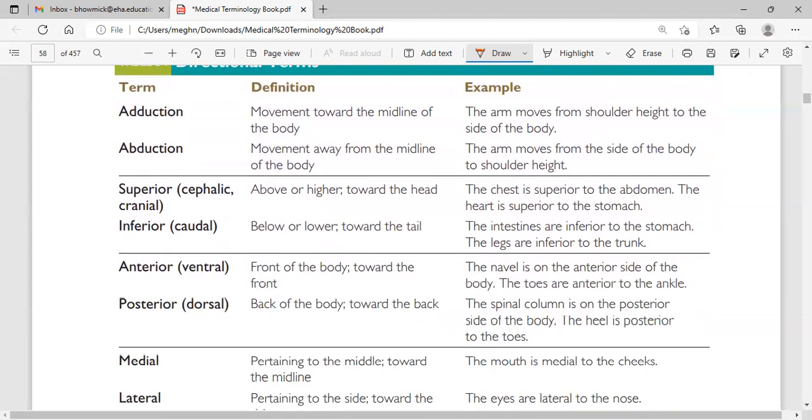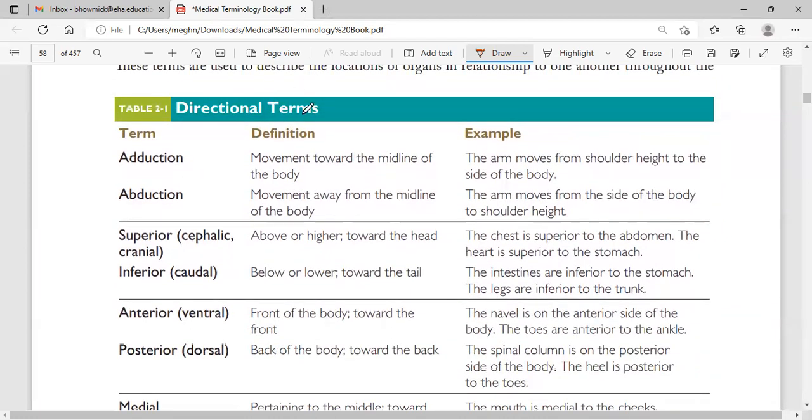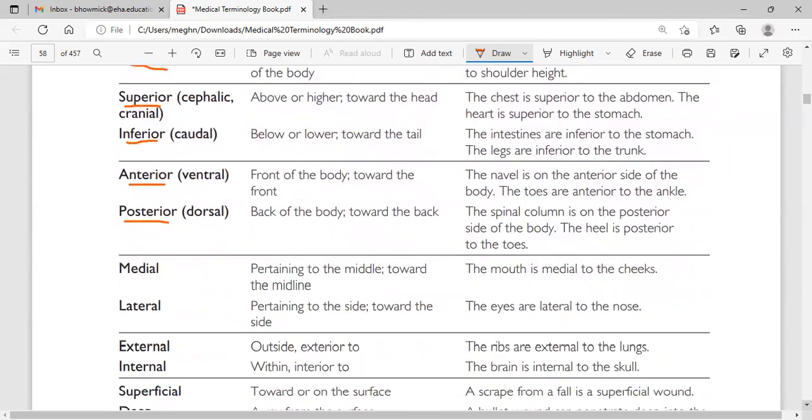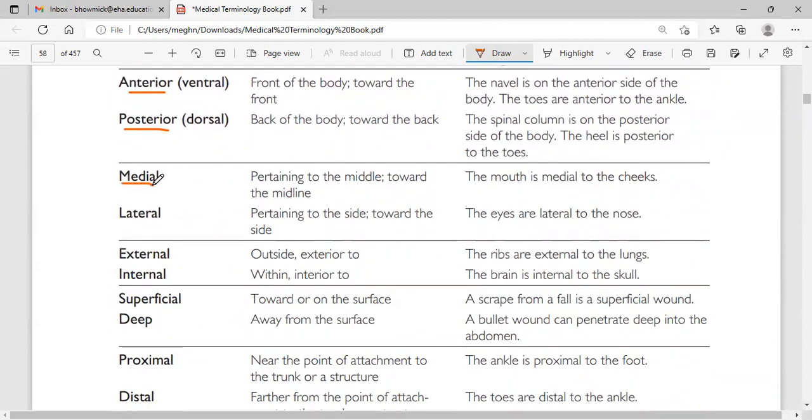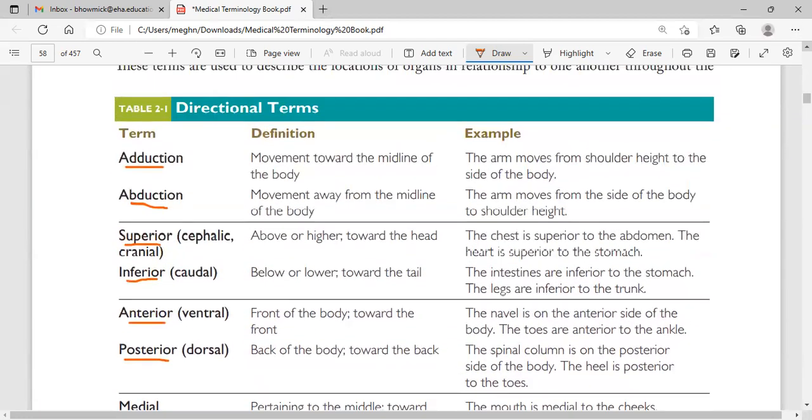Next, directional terms: adduction, abduction, superior, inferior, anterior, posterior, then medial, lateral, external, internal, superficial, deep, proximal, and distal. Let's discuss one by one.